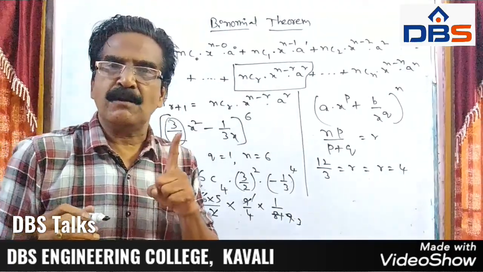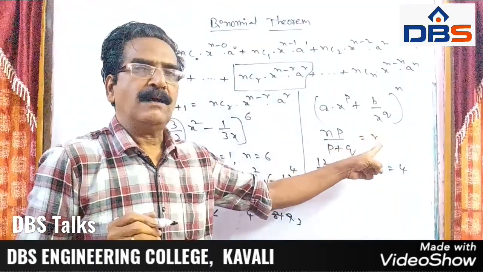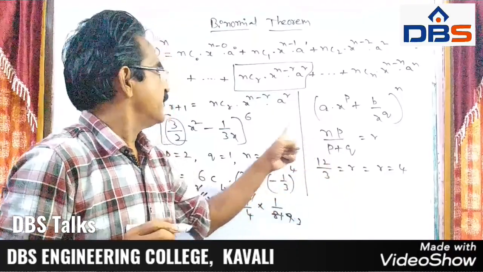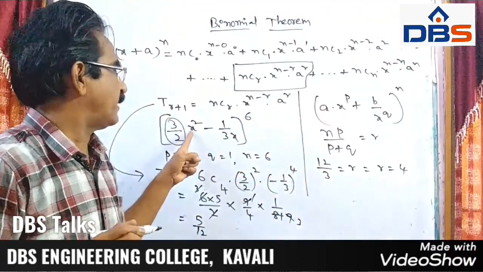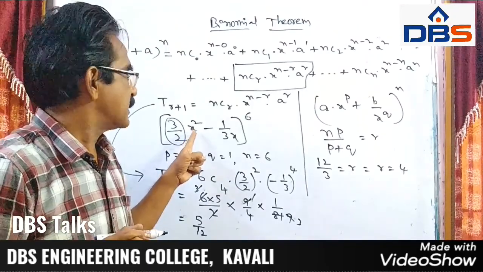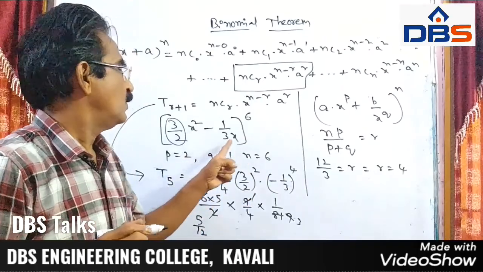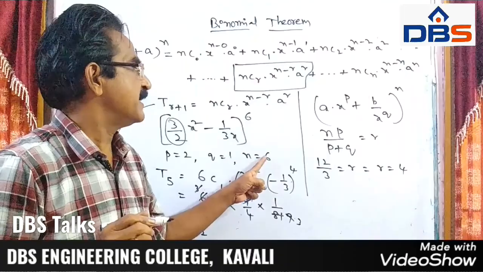What is the first thing you have to do, friends? You have to find r, np by p plus q. n is 6. p is the x power, not coefficient, sorry, x power. What is the x power here? 2. So p is equal to 2. What is the x power here? 1. So q is 1. n is equal to 6.